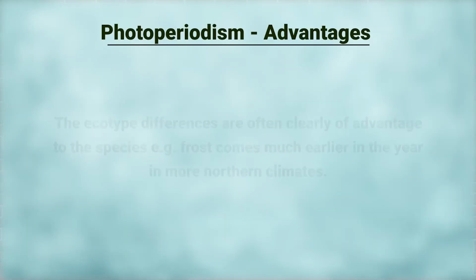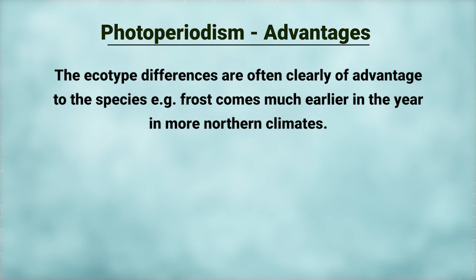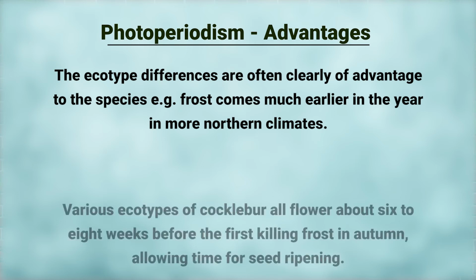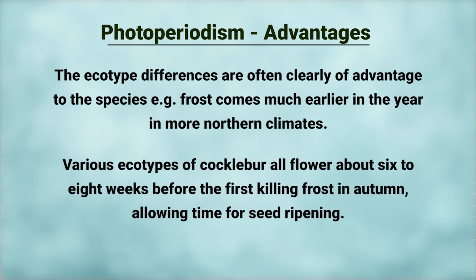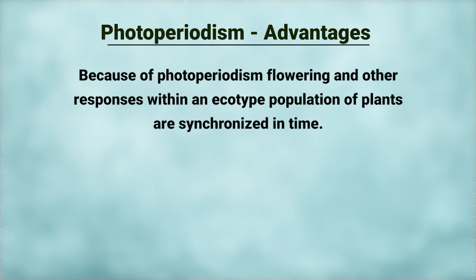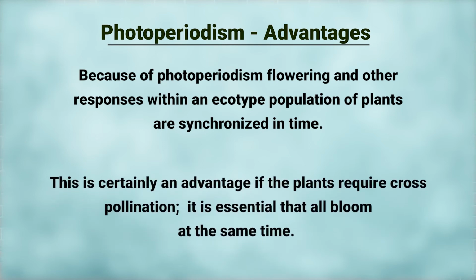Advantage of photoperiodism. The ecotype differences are often clearly of advantage to the species. For example, frost comes much earlier in the year in more northern climates. Various ecotypes of all flower about 6 to 8 weeks before the first killing frost in autumn, allowing time for seed ripening. Because of photoperiodism, flowering and other responses within an ecotype population of plants are synchronized in time.